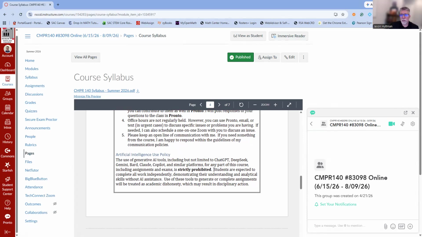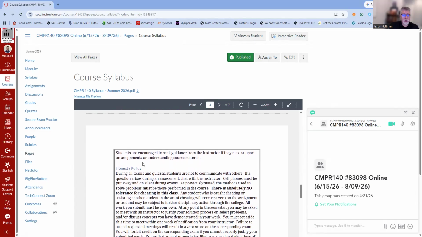So just make sure that you're doing your own work. Students are expected to complete all work independently, demonstrating their understanding and analytical skills without AI assistance. Use of these tools to generate or complete assignments will be treated as academic dishonesty, which may result in disciplinary action.